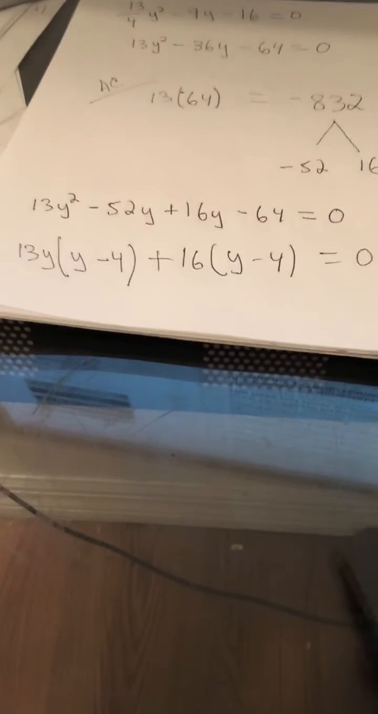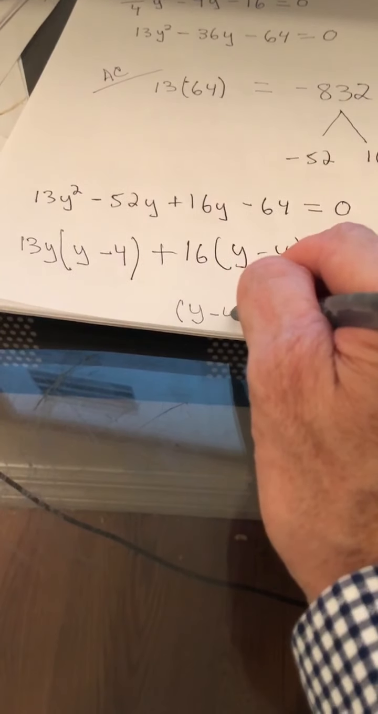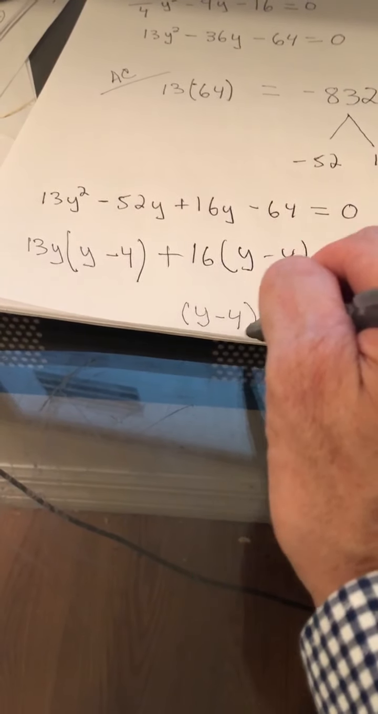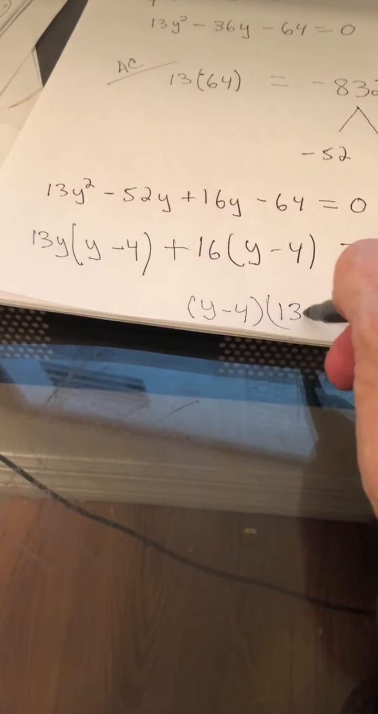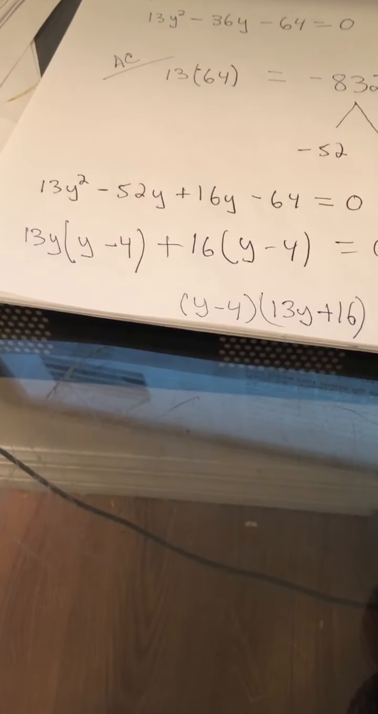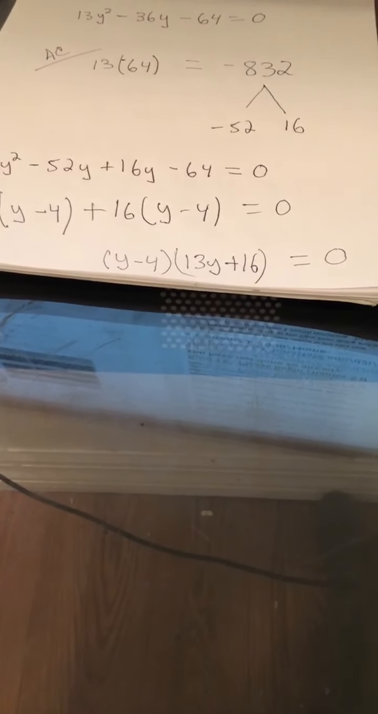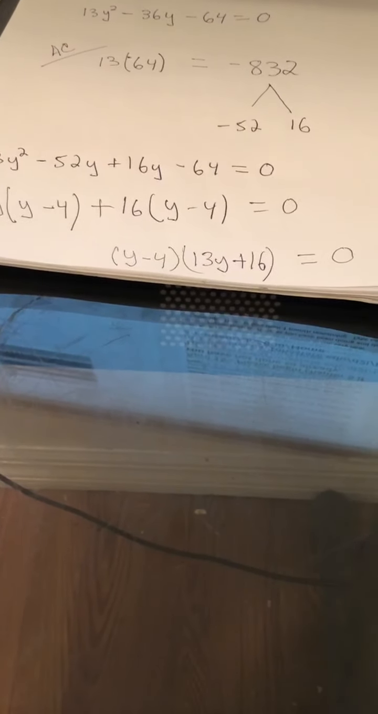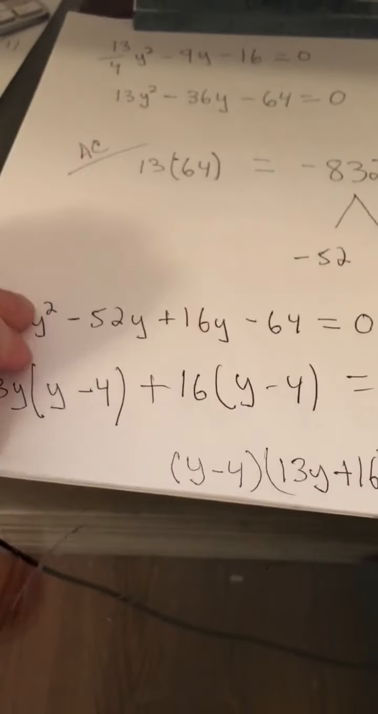So if we continue factoring, what we end up with is y minus 4 times 13y plus 16 equals 0. Let's copy that down on the first line of the next page. We're going to finish the problem.